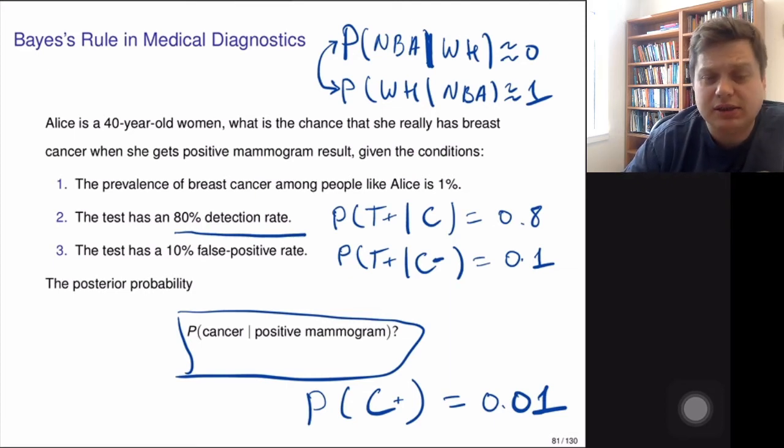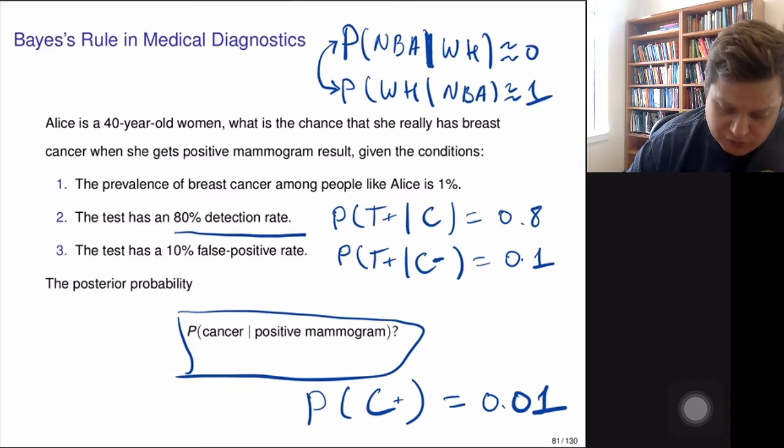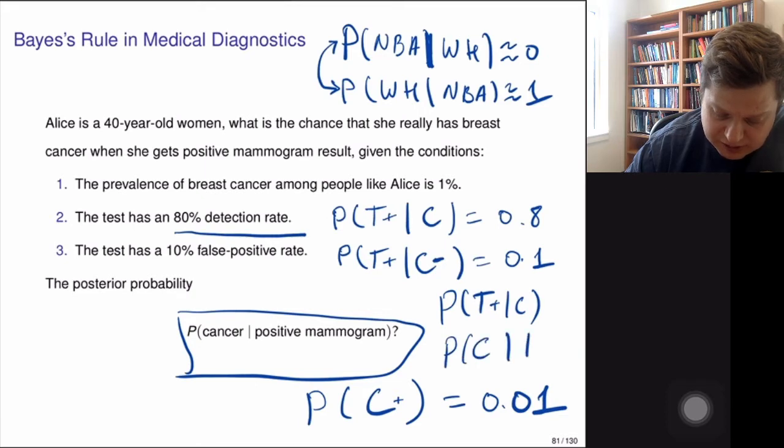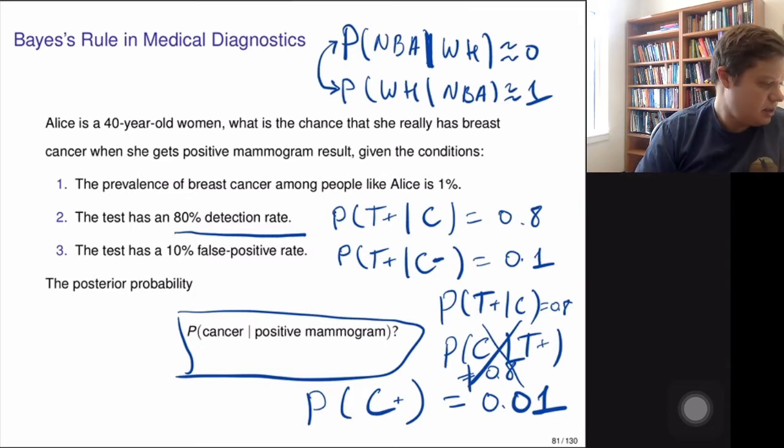Now, surprisingly, a lot of doctors, when asked what is the probability that Alice has cancer given that she has a positive mammogram, would give you 80%, based on the fact that the test has an 80% detection rate. This is a common mistake, to confuse the probability of the test being positive given cancer with the probability of having cancer given that the test is positive. The fact that this one is 0.8 doesn't mean that this number is 0.8. So this is false. And a lot of doctors get it wrong, unfortunately.